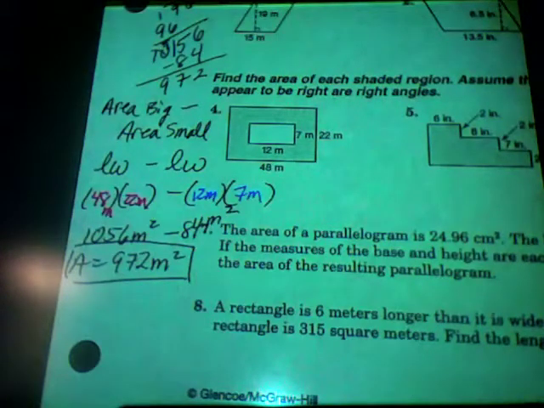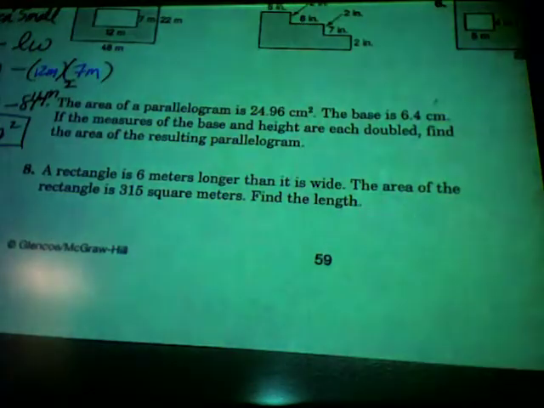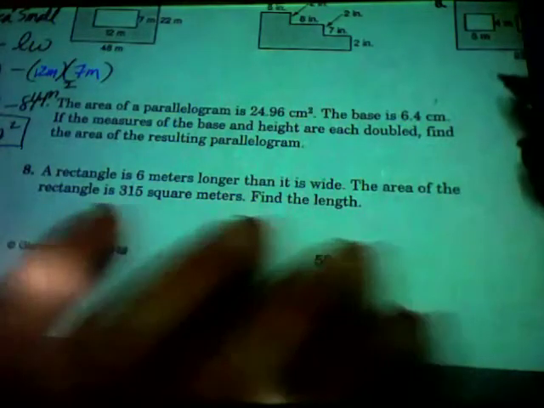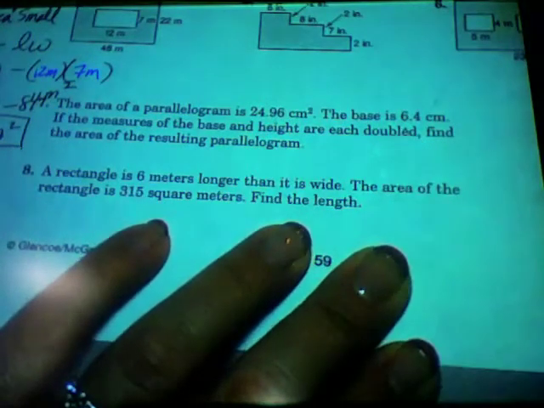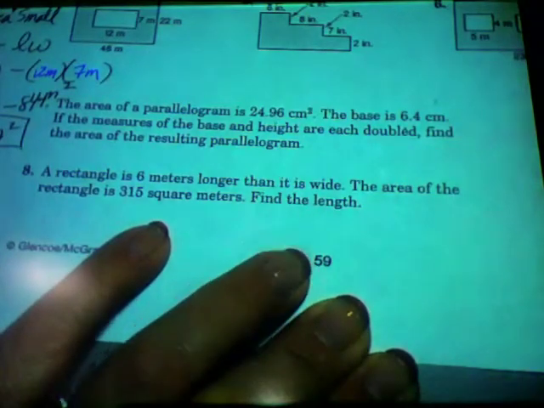And then we're going to do 7 and 8. So 7 and 8, have they drawn the pictures for you? Nope. So 7 says the area of a parallelogram is 24.96 centimeters. The base is 6.4. If the measures of the base and the height are each doubled, find the area of the resulting parallelogram. So I start off with knowing what the base is. Do I know what the height is of my parallelogram? But what do they give me to help me find the height?